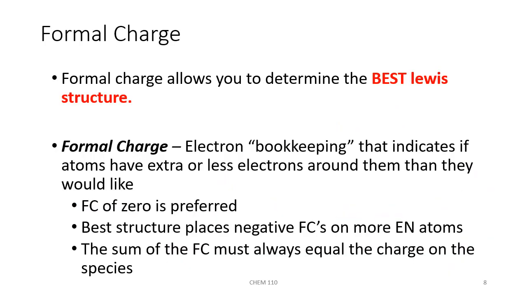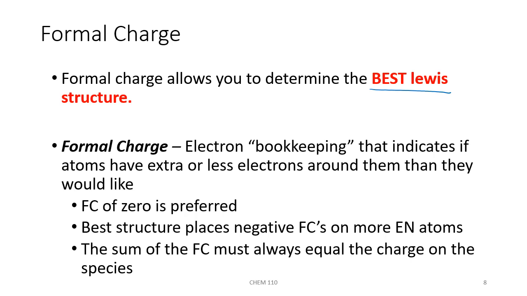When we are following the rules for drawing Lewis structures, sometimes it's possible to come up with multiple structures that follow the rules and are technically correct, but we often want to determine what the best Lewis structure is. A concept called formal charge allows us to determine what the best Lewis structure is when you can draw multiple structures. Formal charge is an electron bookkeeping method that indicates atoms that have extra or less electrons around them than they would technically prefer to have.